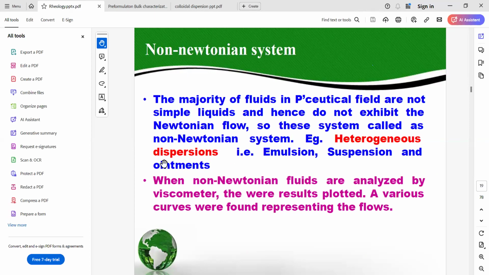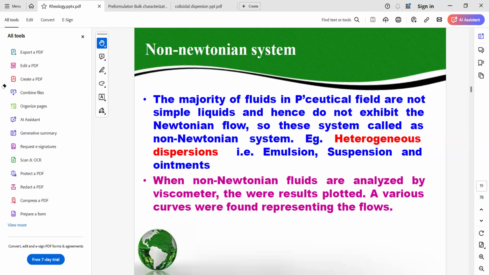Now non-Newtonian systems. As I have discussed, in a non-Newtonian system the rate of shear will not be proportional to shearing stress. That is known as non-Newtonian systems. And non-Newtonian systems are divided into three different types: plastic, pseudoplastic, and dilatant.